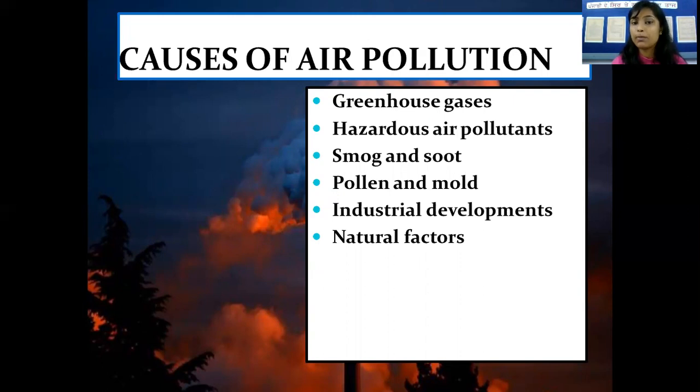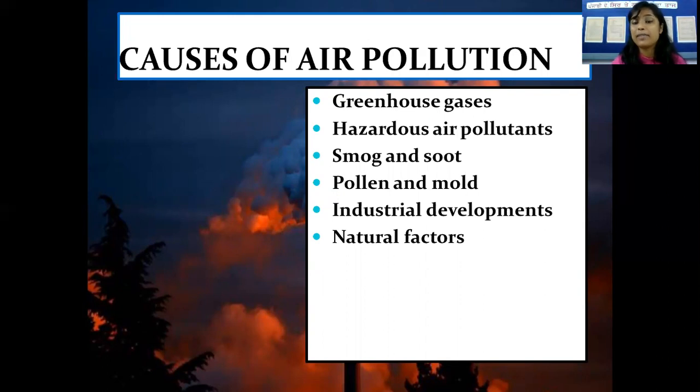Now, hazardous air pollutants produced from the vehicles, such as the oxides of nitrogen and sulfur, through other reactions in the atmosphere, cause acid rains and all. The smog and soot from industrial development cause a lot of pollution in the air, which affects other things also. And pollen and mold: when pollens and molds are released into the atmosphere, they cause asthma and respiratory diseases in few people whose immune systems are hypersensitive, right?